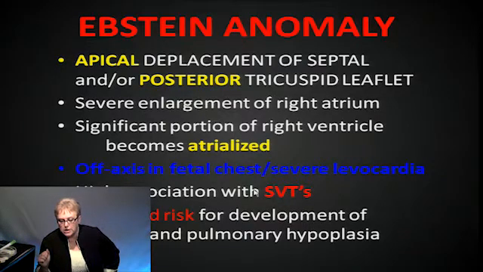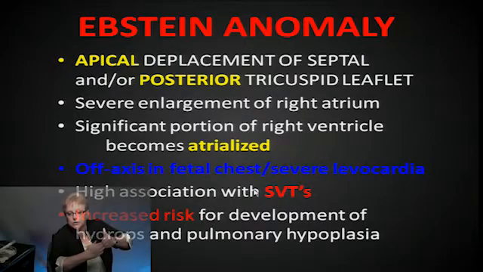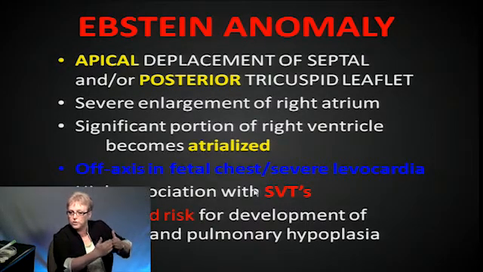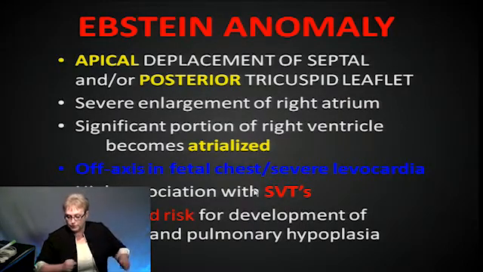the different criteria. You had the apical displacement of the septal and/or the posterior tricuspid leaflets. You have a severely enlarged right atrium. A significant portion of the right ventricle becomes atrialized because the tricuspid leaflets are displaced inferiorly. So now part of what should have been the right ventricle now becomes part of the atrium.